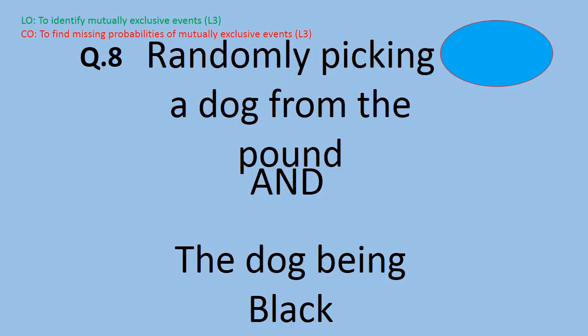Question number 8. Randomly picking a dog from the pound and the dog being black. What do you think? What's the answer? Excellent. It's not mutually exclusive. Why? Because it can be a dog and at the same time it's black.